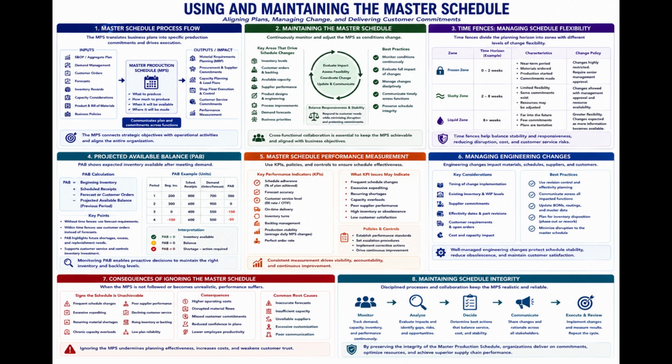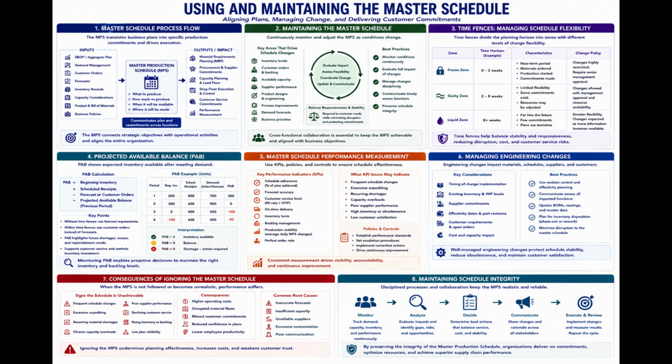Projected Available Balance, PAB, is one of the most important calculations used in maintaining the master schedule. PAB measures the expected inventory available after satisfying forecasted demand and customer orders during each planning period. When time fences are not applied, projected inventory is calculated using forecast requirements. Within time fence boundaries, customer orders generally replace forecasts as the primary source of demand because actual orders provide more reliable information. Monitoring projected available balance enables schedulers to identify future shortages, excess inventory situations, and replenishment requirements before they occur.